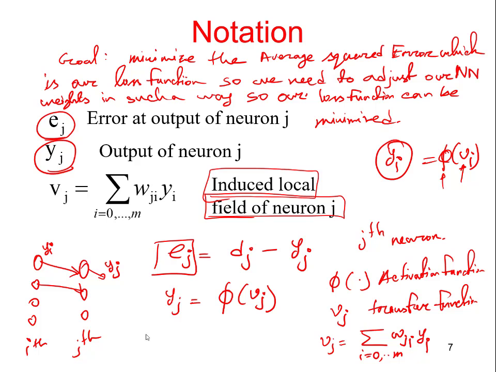Some more notations: if you differentiate dYj with respect to dVj, we get phi prime of Vj, the activation function's derivative. So these are the things that we are going to cover. So why do we need the derivatives? Let's see.